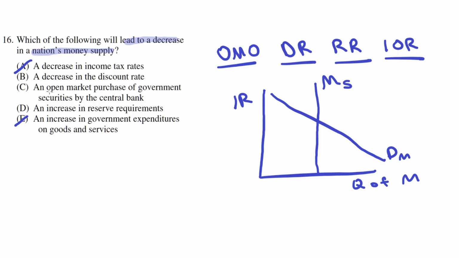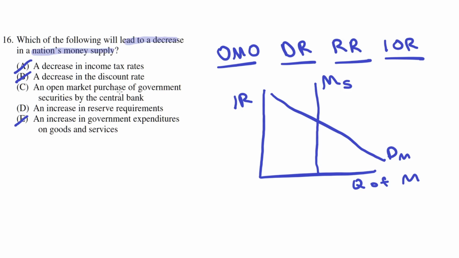Now let's look at answer choice B. B says a decrease in the discount rate. The discount rate is essentially the interest rate that the central bank charges commercial banks for loaning out money. A decrease in the discount rate means that these commercial banks will borrow more money from the central bank. Because they're loaning out more money, this will increase the money supply, shifting it to the right, not leading to a decrease in the nation's money supply. So B is incorrect.